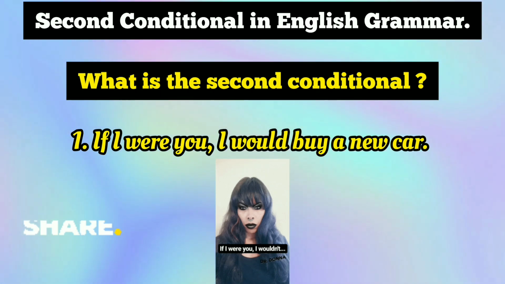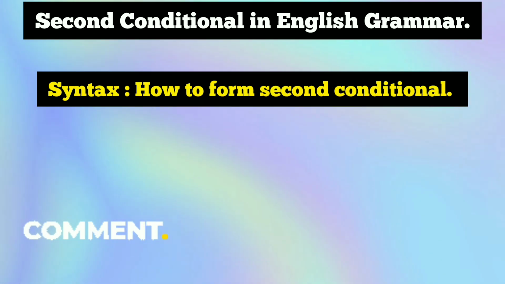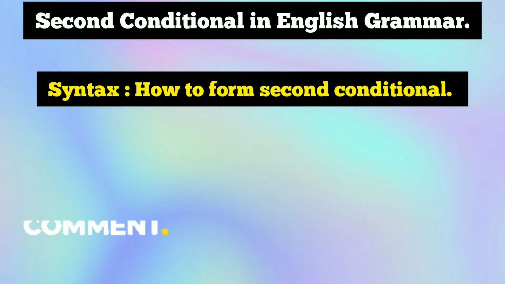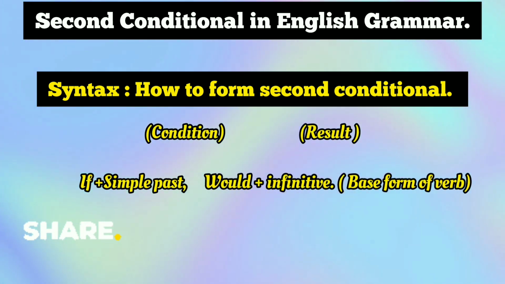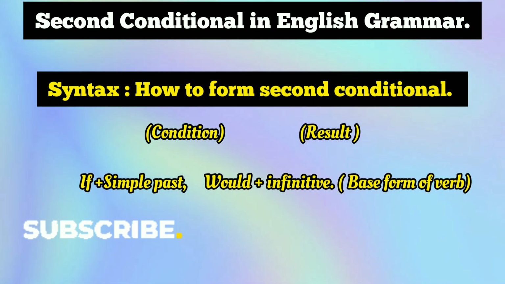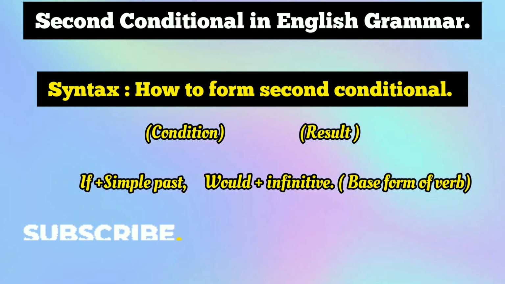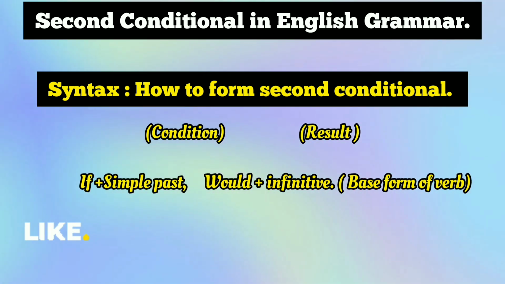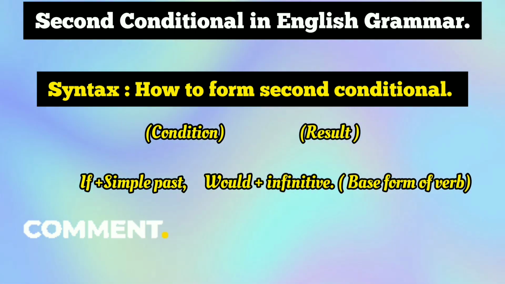Friends, up next, I'm gonna discuss the syntax, how to construct sentences, and I'll show you the exact sentence structure of second conditional. As you see the syntax, the first part is the condition part, where we use if plus the simple past form of the verb to describe the condition. And in the second clause, we use would plus infinitive, that is the base form of the verb, which gives us the result. So I'm quite sure it's clear. This way you can make second conditional sentences.